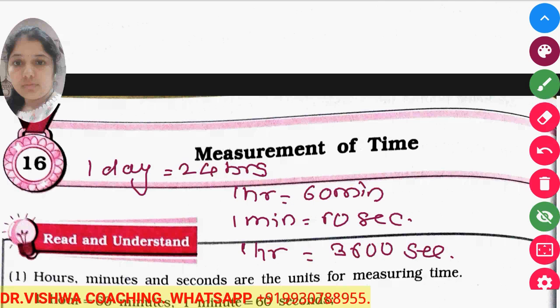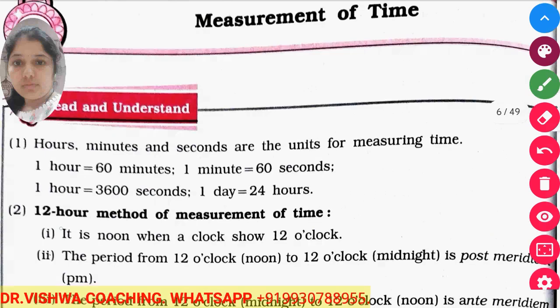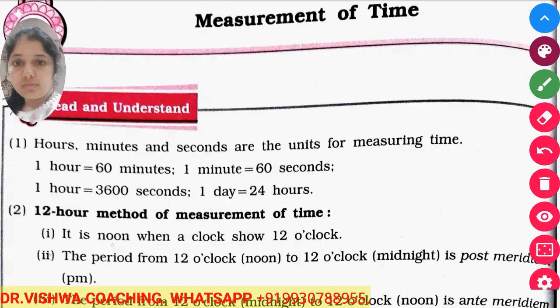and 24 into 60 minutes. Okay, so you all know the conversion, but you don't have such a big conversion. You just have 1 hour is equal to 3600 seconds, 1 hour is equal to 60 minutes, 1 minute is equal to 60 seconds, and 1 day is equal to 24 hours.